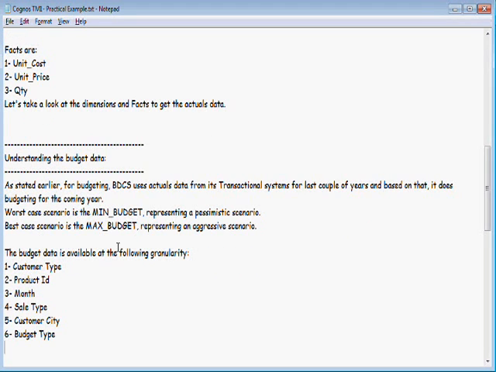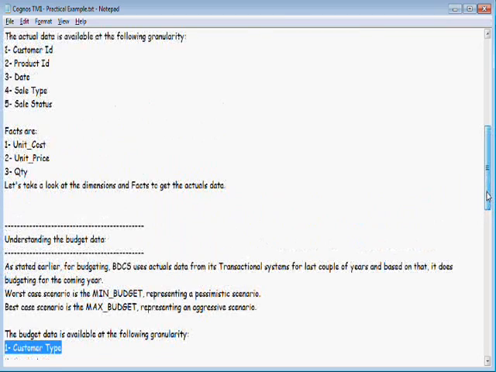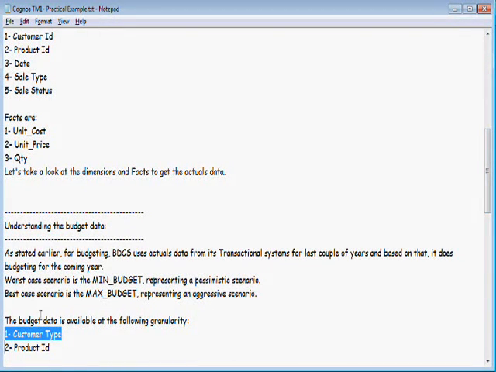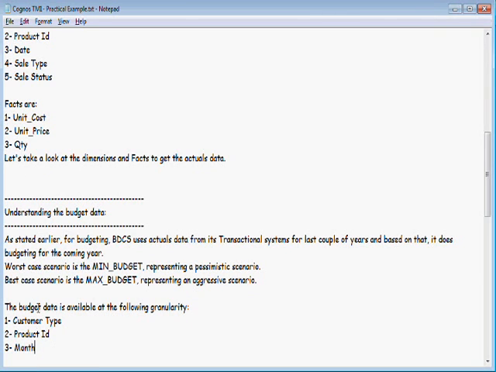So the budget data is loaded from a CSV file, and let's look at the granularity of the budget. We have the budget as customer type, product, month, sales type, customer city, and budget type. So let's look at the granularity of actuals. The actual was customer ID, but here it is at customer type, which is different. Product ID is the same as the actuals, product ID for actuals and product ID for budget. The budgeting is done at a monthly level, but the actuals is available at a date level. Again, the difference of granularity.